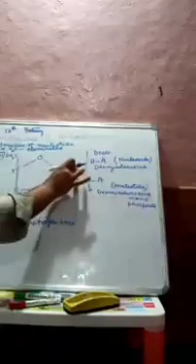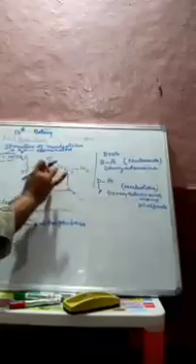Another thing: this is the structure of the nucleotide, and this is the structure of the nucleoside. The nucleotide is the pentose sugar plus nitrogen base and the phosphoric acid. The nitrogen base is attached at carbon first, while the phosphoric acid is attached to carbon 5. But in the case of the nucleoside, it is simply these two, the pentose sugar plus nitrogen base.